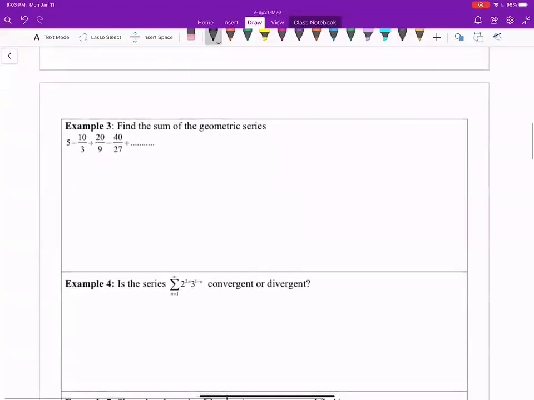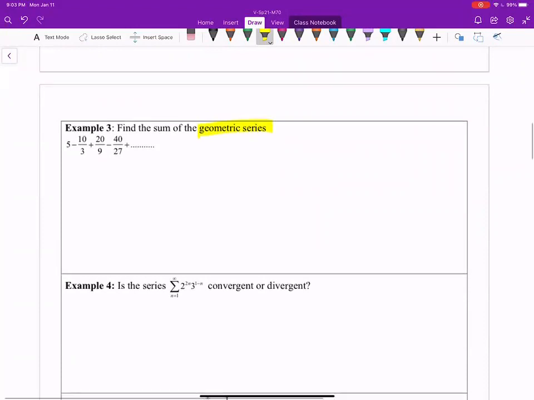Find the sum of the geometric series 5 minus 10 over 3 plus 20 over 9 minus 40 over 27, and so on. It says here it's a geometric series. Even if it doesn't say it's a geometric series, and if it just said find the sum, you should be able to recognize a geometric series. The verification would be how it is a geometric series.